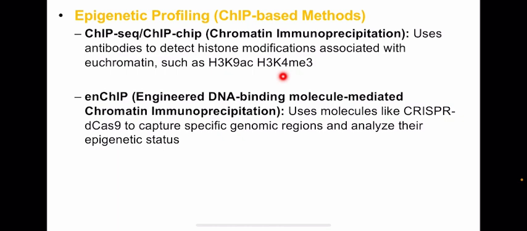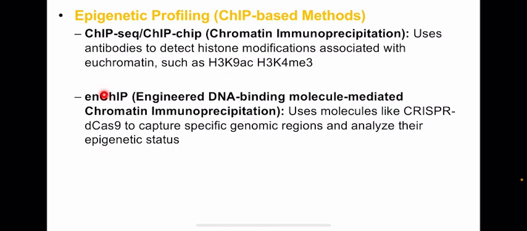If you see acetylation on these ones, they are mostly related to chromatin, making a particular chromatin more accessible. But if you see K9, K27, and those ones, methylation of those mostly causes a particular chromatin to become more heterochromatic. Okay. Another method is N-ChIP, engineered DNA binding molecule mediated chromatin.